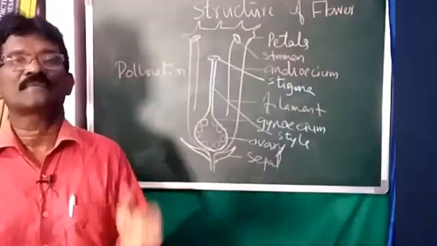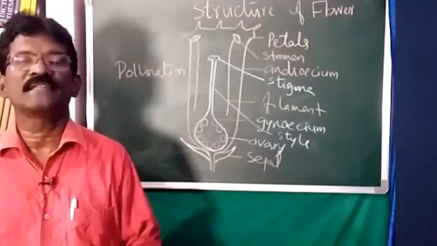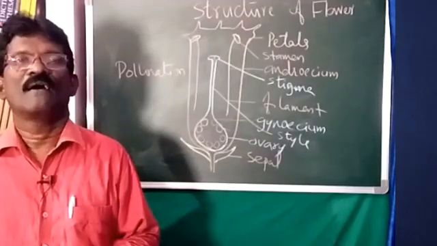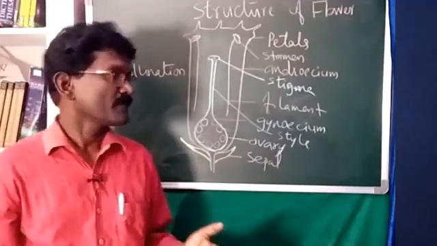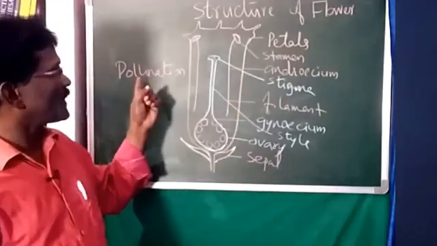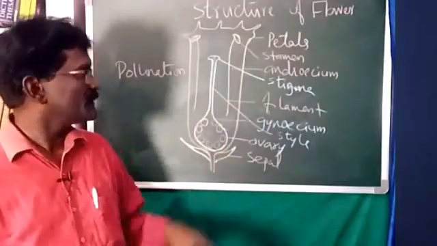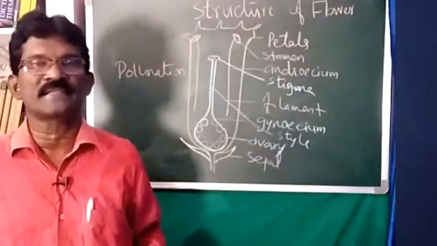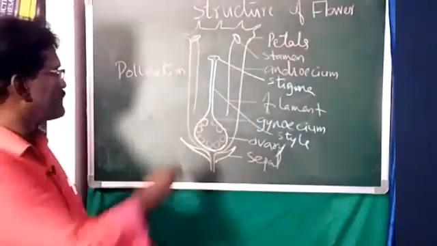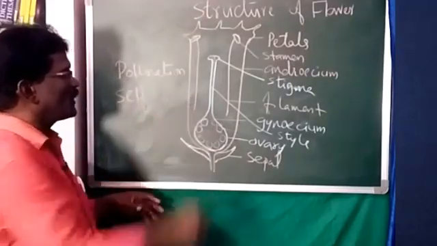And there are two types of pollination. It can take place within the flower itself or between two flowers of the same species. If the transfer of pollen grains takes place within the same flower, that means from the stamens to the stigma within the same flower, it is called self-pollination.